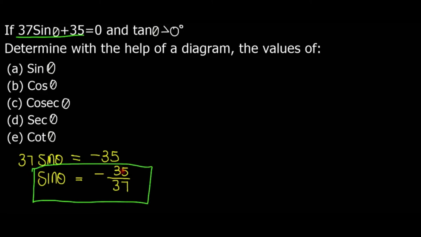This ratio is very important. It tells us that our sign is negative because we have a negative. So we are going to look for a quadrant where sign is negative. And then we have another piece of information: tan theta is greater than 0. This tells us that tan is positive. So we are going to look for a quadrant where tan is positive and sin is negative. Let's draw our Cartesian plane.